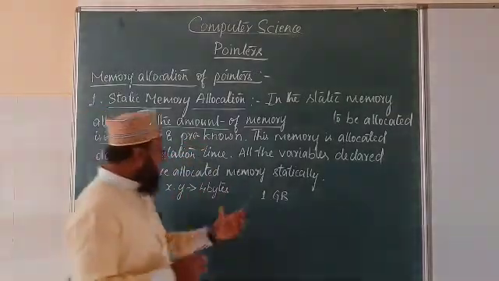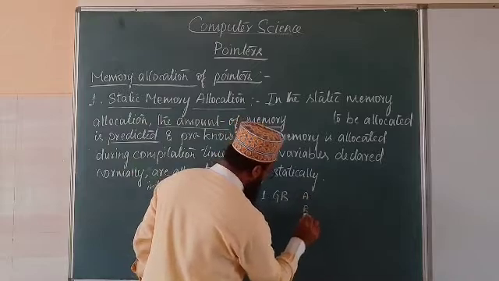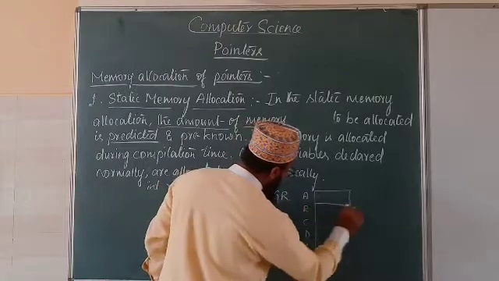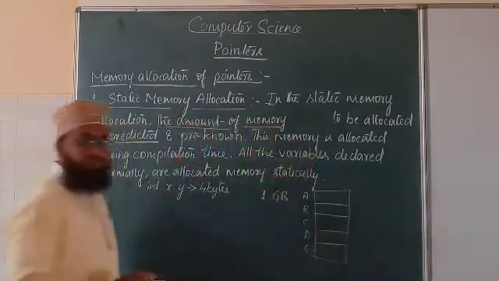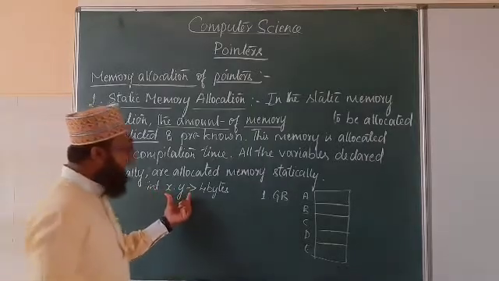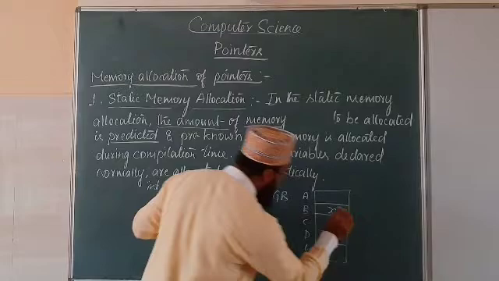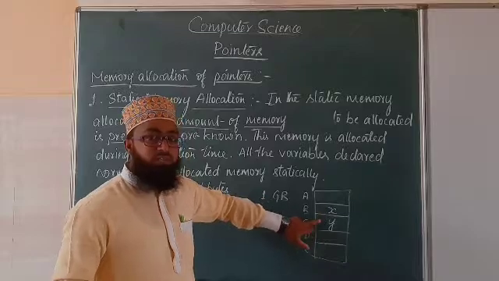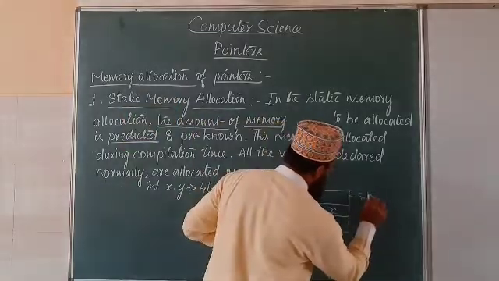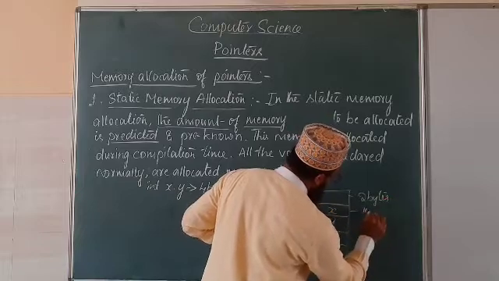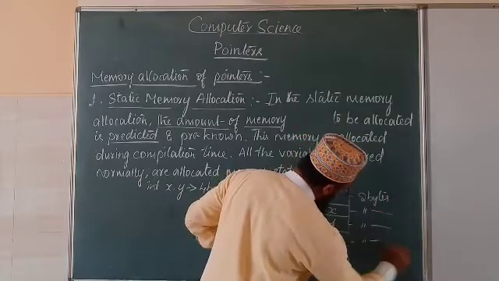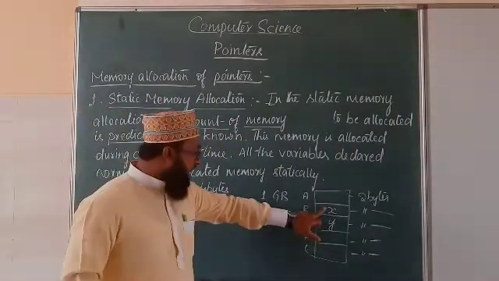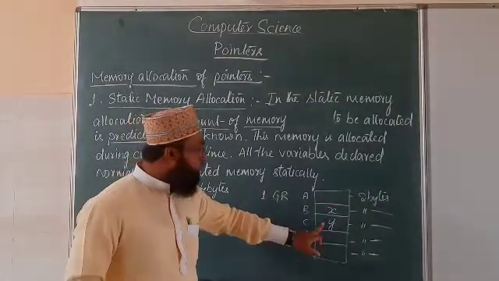Pre-known means, think we are having A, B, C, D, E memory locations. These are the memory locations. And x and y can be stored in B and C. Each memory location is having 2 bytes, and in the same way all are having 2 bytes only. Then x has to be stored in B, and y has to be stored in C.